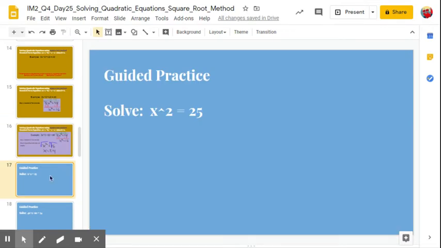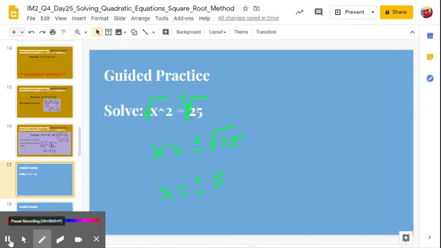First one, x squared equals 25. Real basic here. Solve this one for me. All right, I hope you got x equals positive 5 and x equals negative 5. You take the square root of both sides right away. And so x equals plus or minus the square root of 25 happens to be a perfect square. So it comes out nice and pretty. X equals positive 5, x equals negative 5.